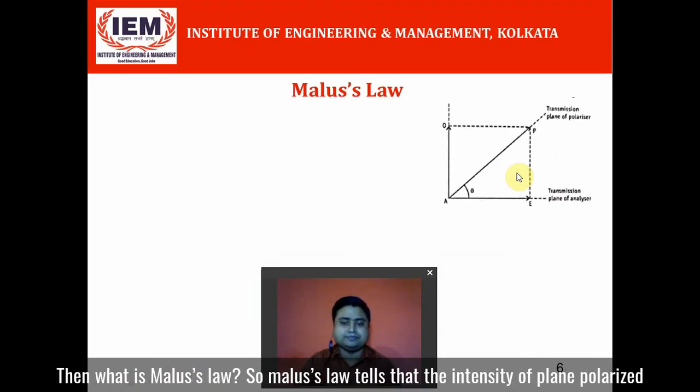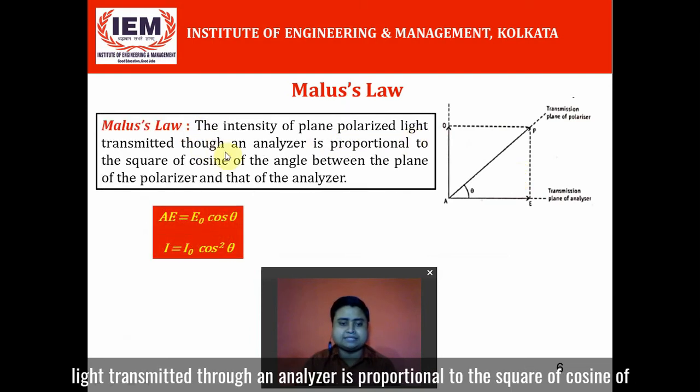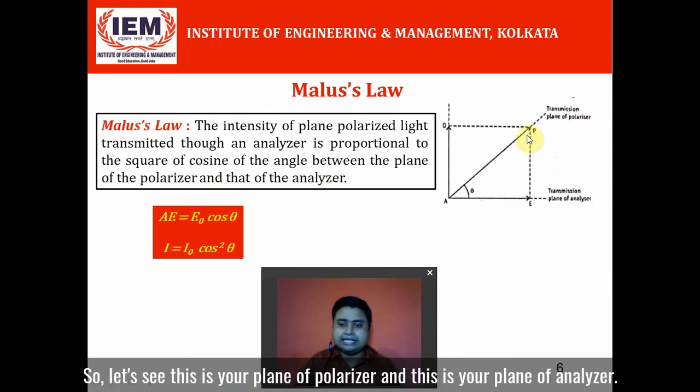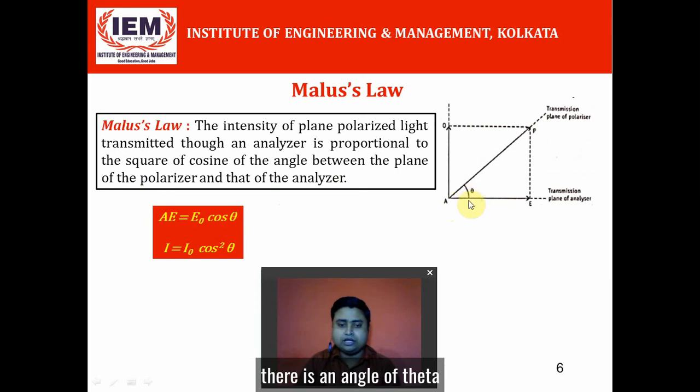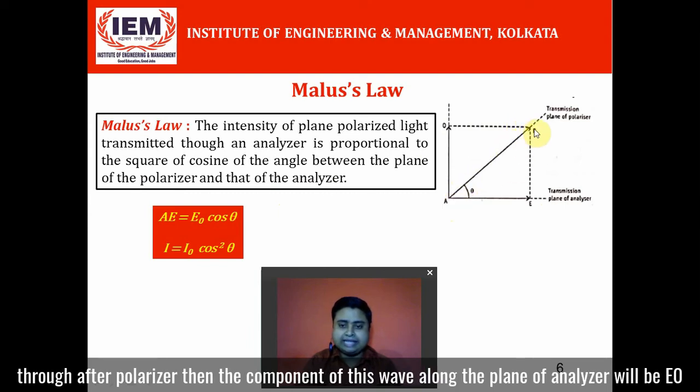Then what is Malus's law? Malus's law tells that the intensity of plane polarized light transmitted through an analyzer is proportional to the square of the cosine of the angle between the plane of the polarizer and that of the analyzer. So let's see, this is your transmission plane of polarizer and this is your plane of analyzer. So there is an angle of theta. The component of this wave which is parallel to this polarizer will pass through after the polarizer. Then the component of this wave along the plane of the analyzer will be E0 cos theta.